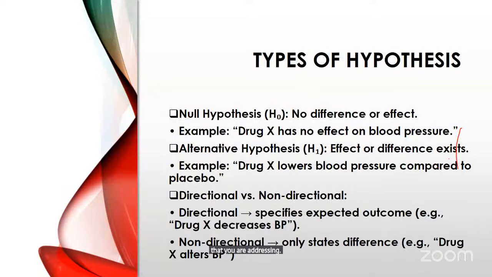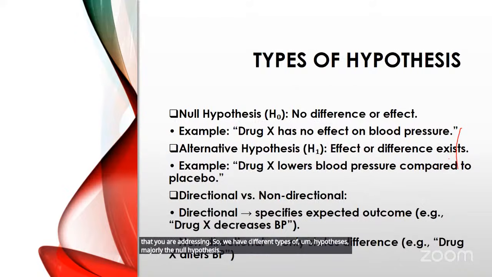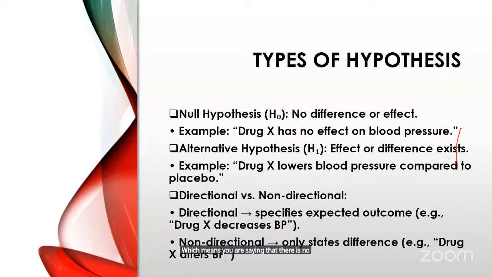So we have different types of hypothesis, majorly the null hypothesis, which is denoted by H0, which means you are saying that there is no difference or there is no effect of that particular thing on the other variable. An example of a statement of null hypothesis is when you say drug X has no effect on blood pressure, or that drug X and drug Y are the same, there's no difference between the two.